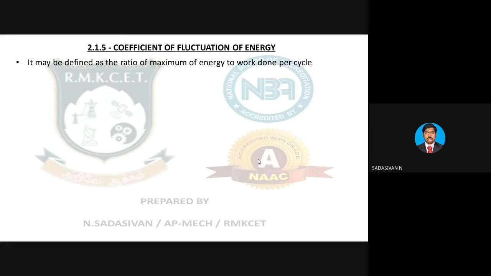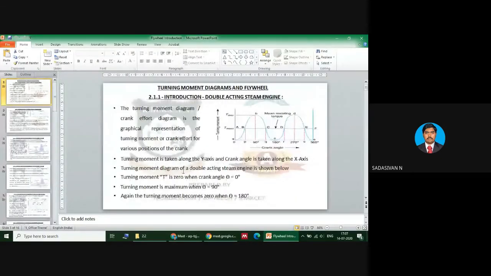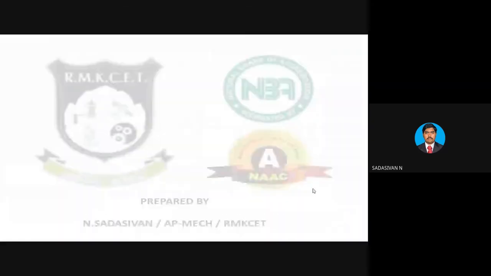Okay. So now with this delta E known, I am going to introduce another parameter, the coefficient of fluctuation of energy. How much percentage of torque is fluctuating with respect to the mean torque? So the coefficient of fluctuation of energy is nothing but a percentage value of this fluctuation of energy, delta E. Coefficient of fluctuation of energy, C suffix E, equals maximum fluctuation of energy divided by work done per cycle. What is work done per cycle? You come to this graph, you know, work done equals area under the curve. You would have studied somewhere.